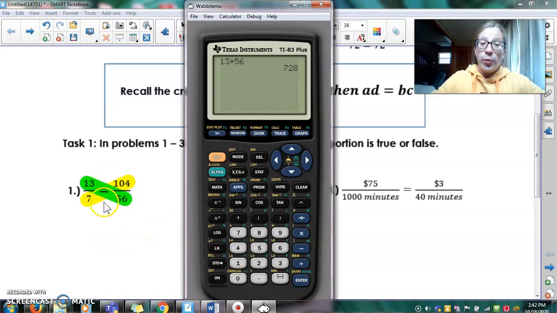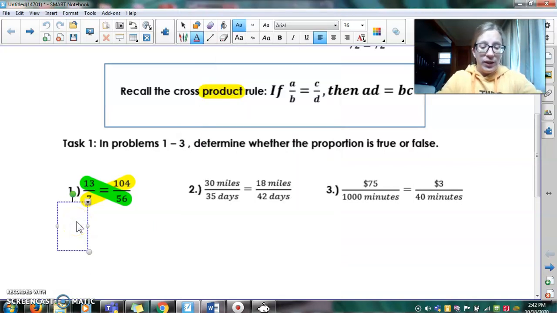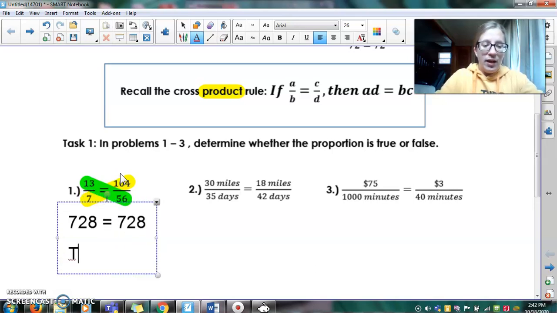If this is a true proportion, we should be able to do 7 times 104, and it should equal the same exact thing we just got. And when it does, we can say true. So on here, we can say 728. Let me make this a little bit smaller. 728 equals 728. And that is true. So our first example was a true proportion. These are the same fraction. They're just changed slightly in the way that they appear.